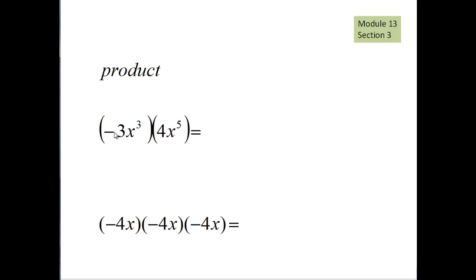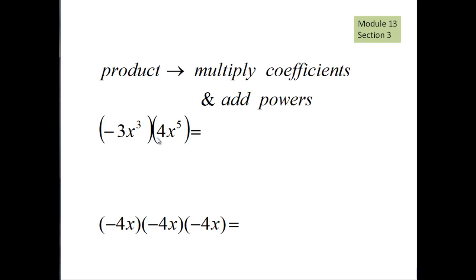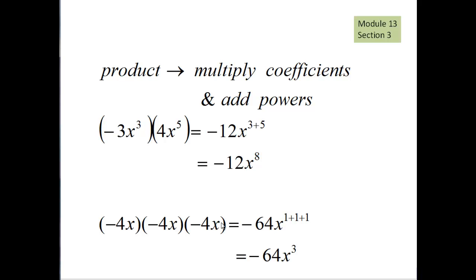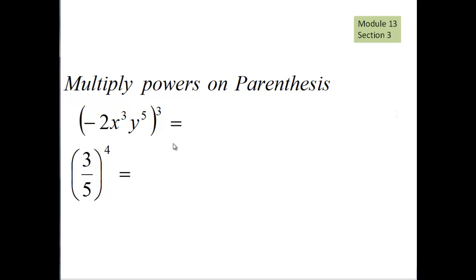Okay, if you have a product, you multiply the numbers and you add the powers. You multiply the coefficients, add the powers. So 4 times 3 is, in this case, negative 12, and 3 plus 5, so it's negative 12x to the 8th. This would be negative 4, negative 4, negative 4, makes negative 64, and then 1 plus 1 makes negative 64x cubed.